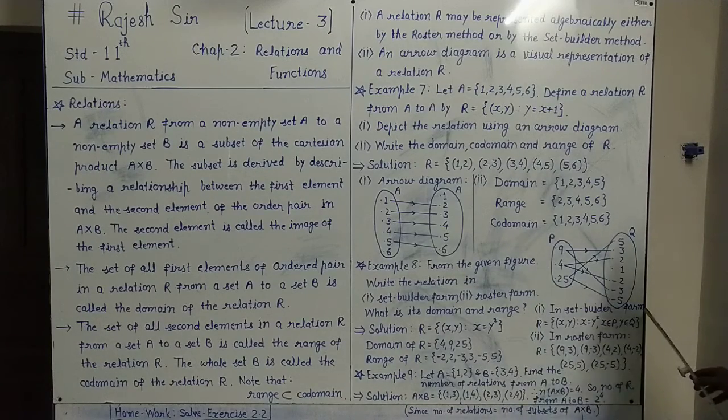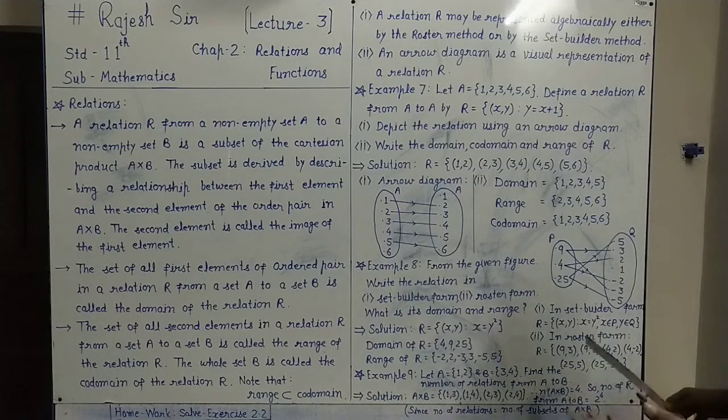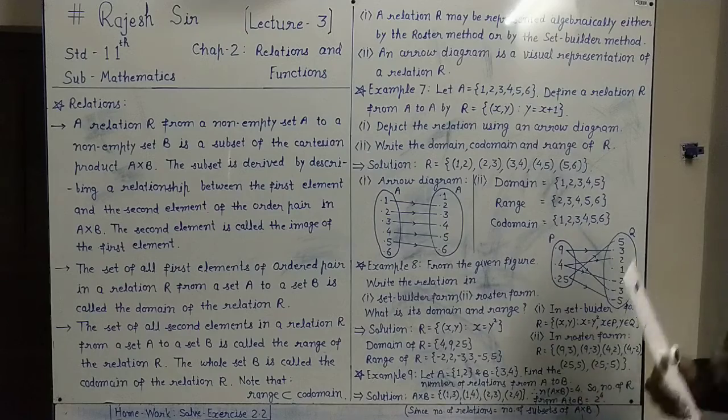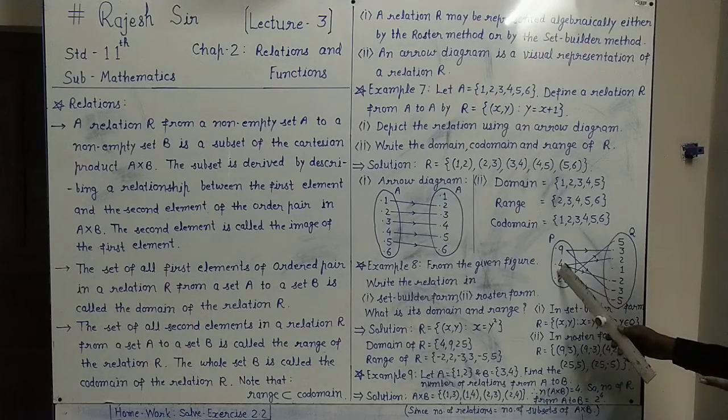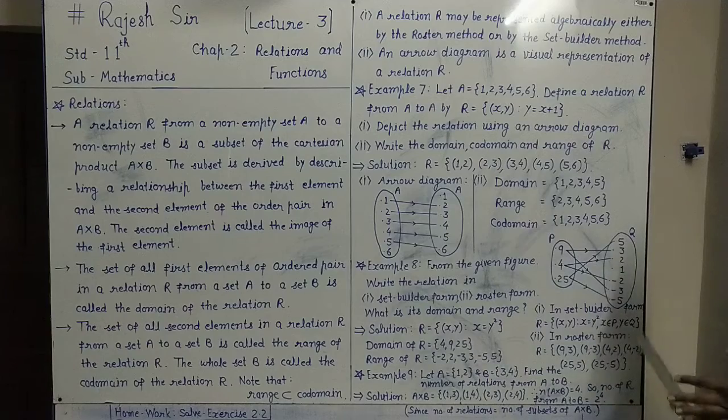In set-builder form, when we write, we have to write by the property. Don't show the elements, go by the property. So R equals the set of ordered pairs (x, y) such that x equals y square, where x belongs to set P and y belongs to set Q. Right? And this way is the set-builder form.